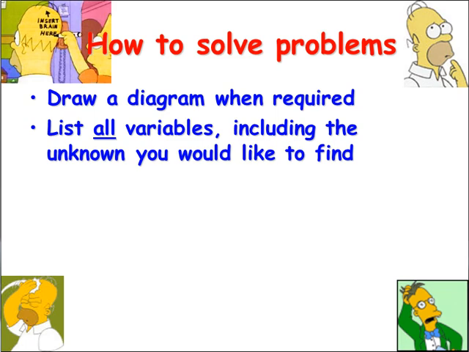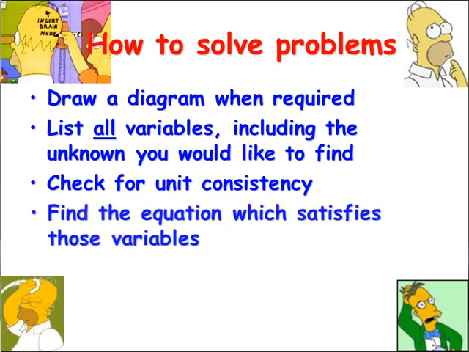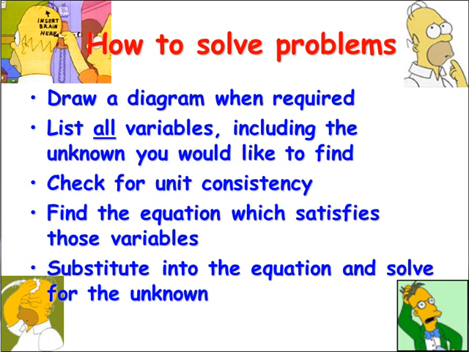The reason is it helps you pick the formula that you want to use. What I've found in the past is the students that do this on a regular basis tend to do better than those that don't. Check your units. Once you've listed your variables, make sure you have consistent units or SI units. Using that list, find the equation that you're going to use to solve it, then substitute your variables in and solve for the unknown.